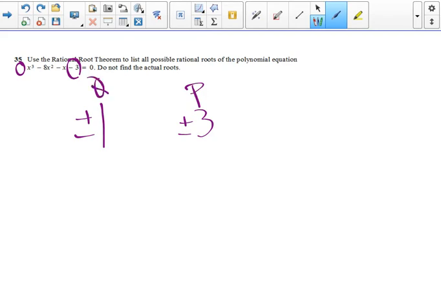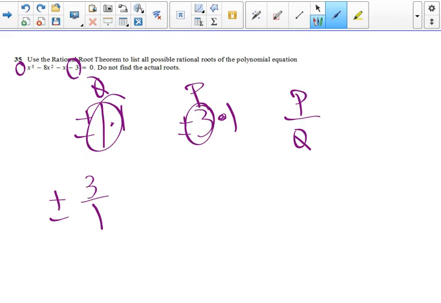All right, so now we want to find all the possible combinations of P over Q. So we're going to have a positive 3. Let's just do this. Positive and negative 3 over 1. And what are all the factors of our P is 3 times 1, and factors of 1 is just 1. So we've got 3 over 1 and 1 over 1.